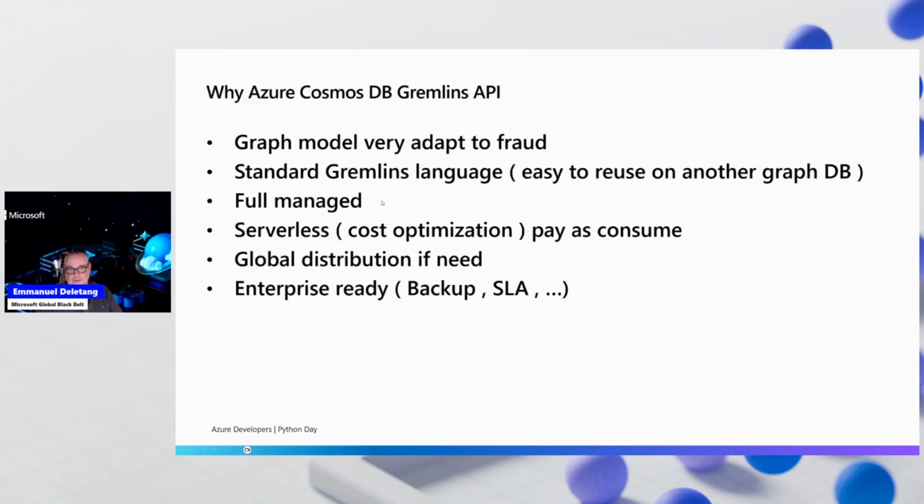So why do I use Azure Gremlin? Because when you have a fraud graph model, a system of objects and relationships between objects is very, very adapted. In Azure Cosmos DB Gremlin API, you use the standard Gremlin language, easy to reuse, easy to find samples of queries. It's fully managed. All is encrypted, all is secure. I can put it in a VNet, all is serverless. So all my databases here are serverless. And if I need, I can have global distribution and it's enterprise ready.